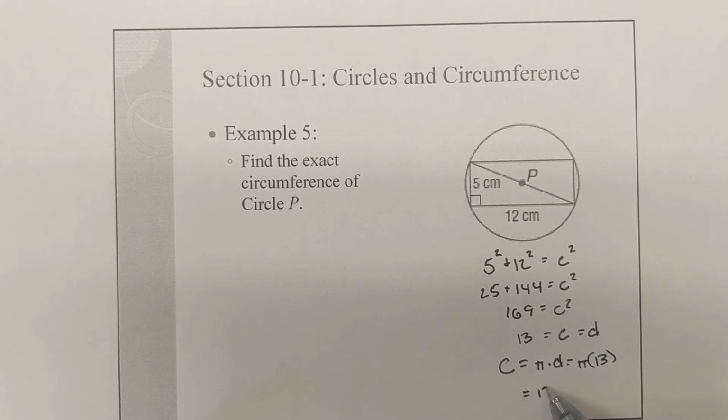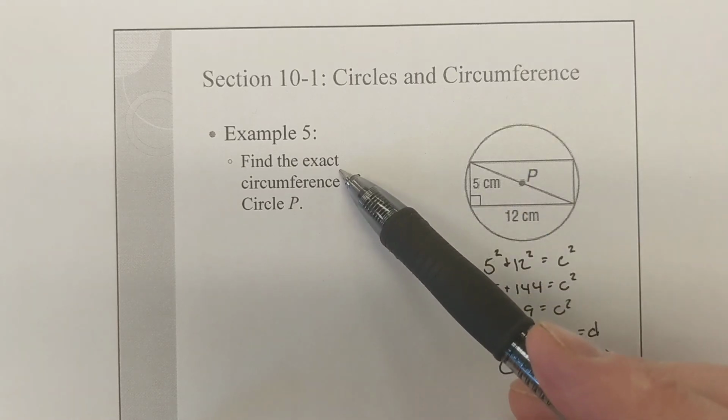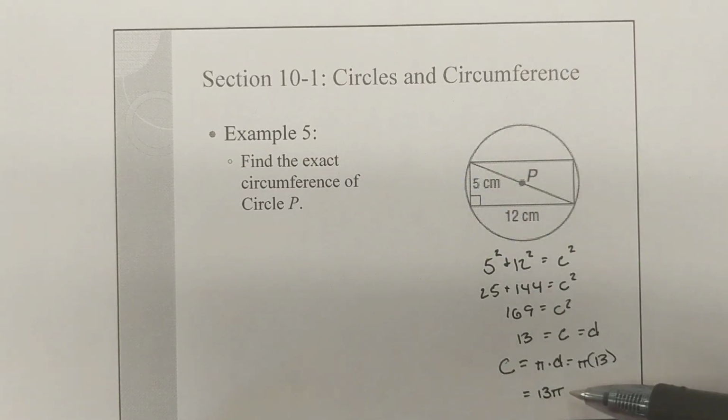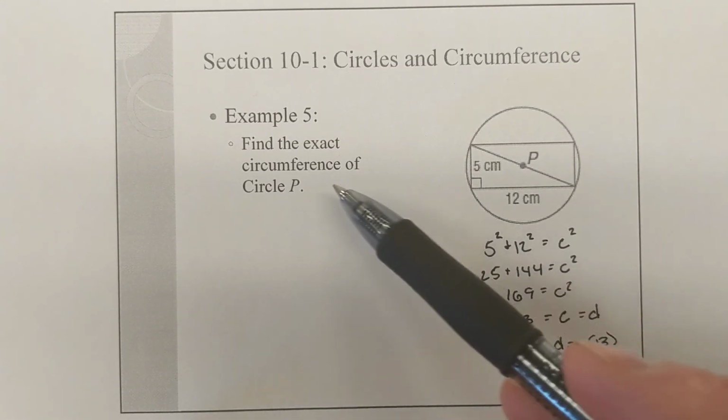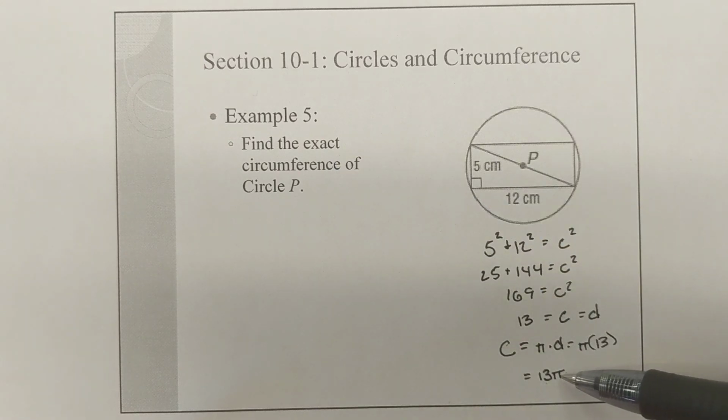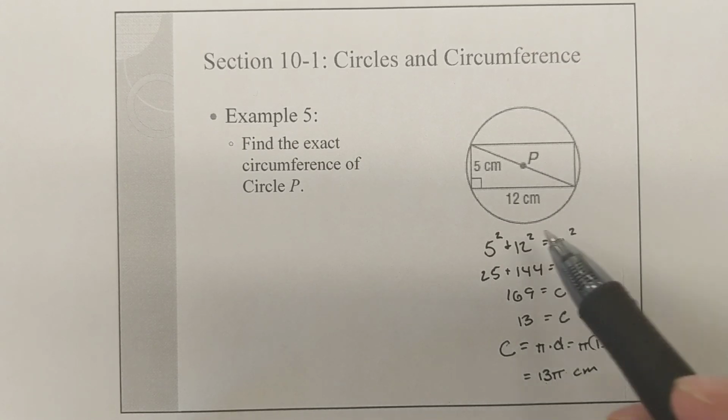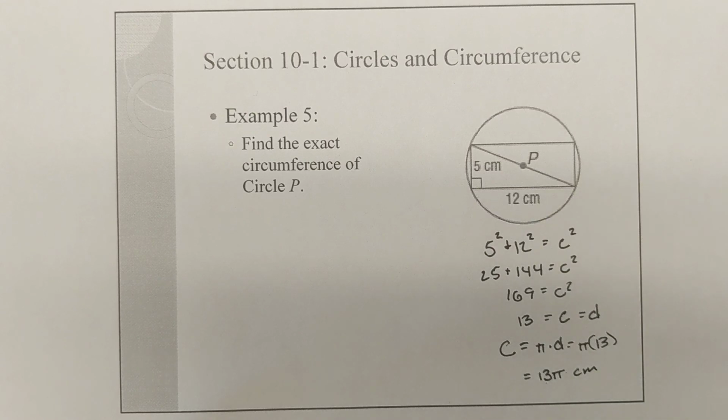Now for this one, 13 pi is your answer, because it says the exact value. If you use 3.14 or even the calculator, you have introduced some rounding into your problem. So whenever it says exact, you have to have the pi symbol. Don't work out what that is. Stop there. And, oops, units. Centimeters. Since units are centimeters. And that's the end of the section.